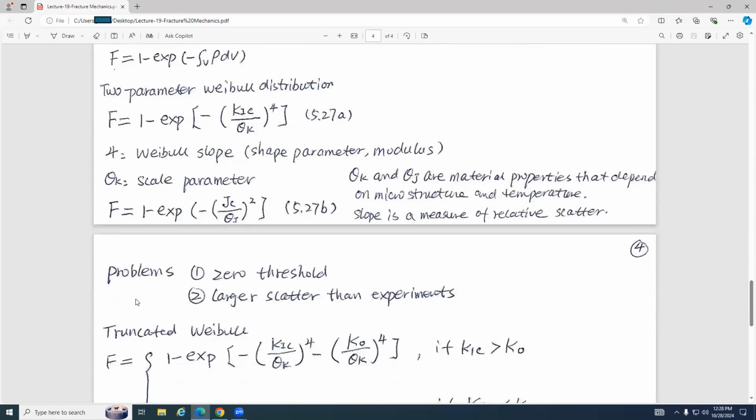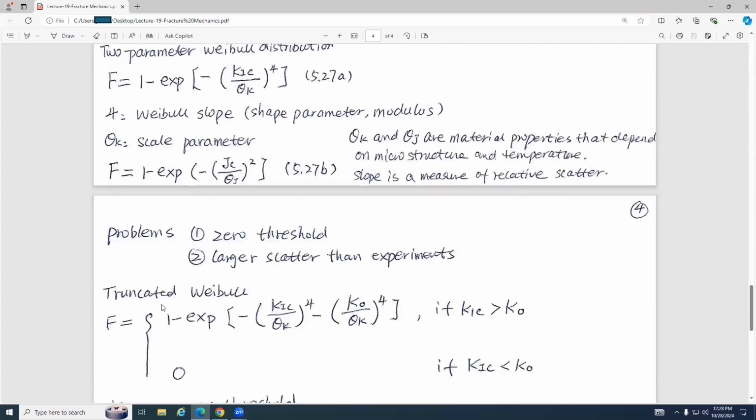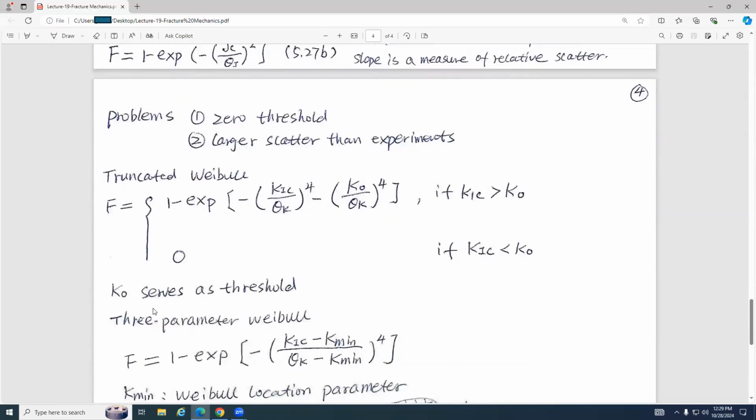So the problems: first, there is a zero threshold, there is no threshold. And second is larger scatter in the experiments, so you need to do a lot of experiments to get the scatter. And then people found this equation, truncated Weibull, to solve these two problems. You can see the difference between this equation and the previous two equations. If KIC is greater than K0, and K0 serves as a threshold, they just put in the threshold. If KIC is greater than K0, we use this one. If KIC is less than K0, we use F equals 0.